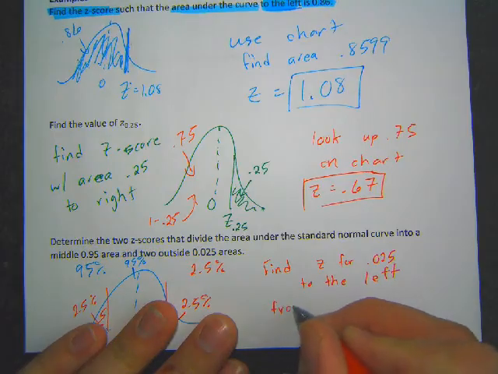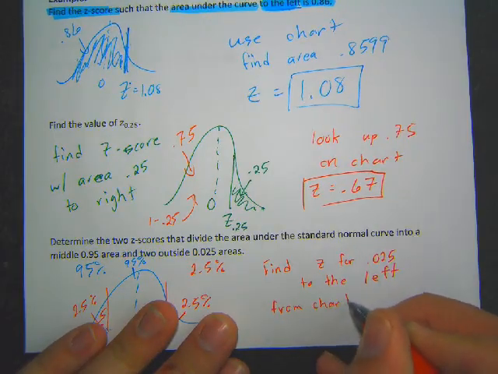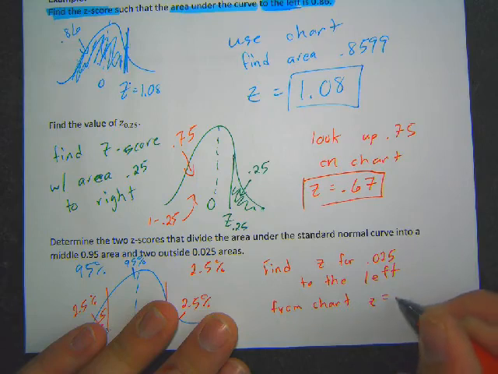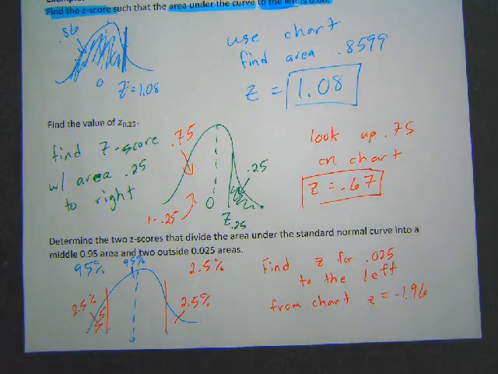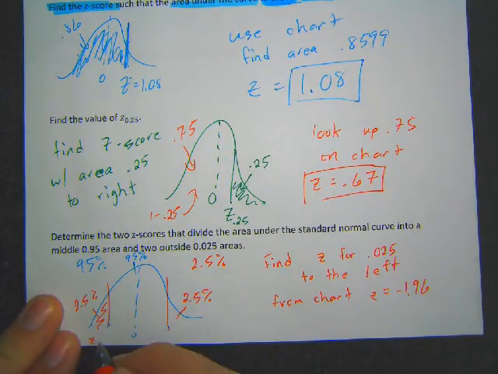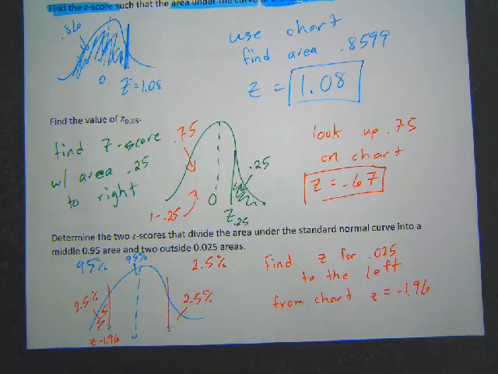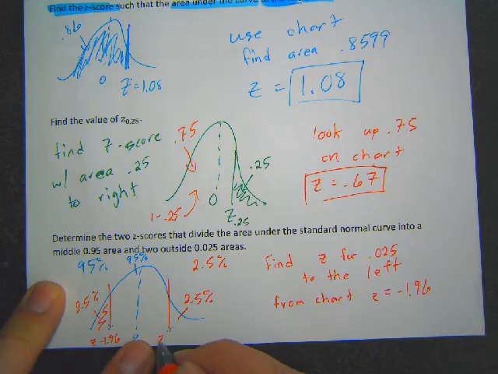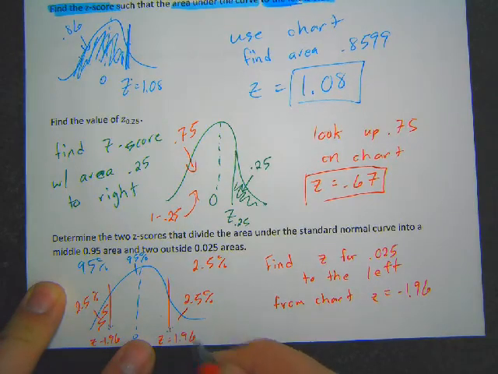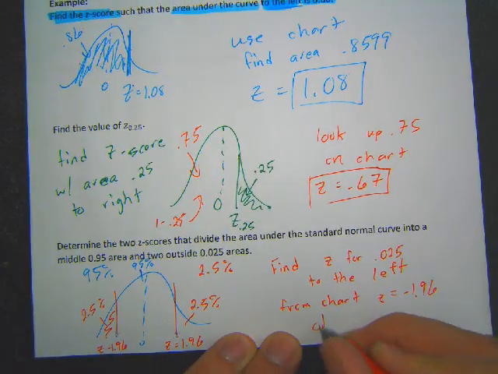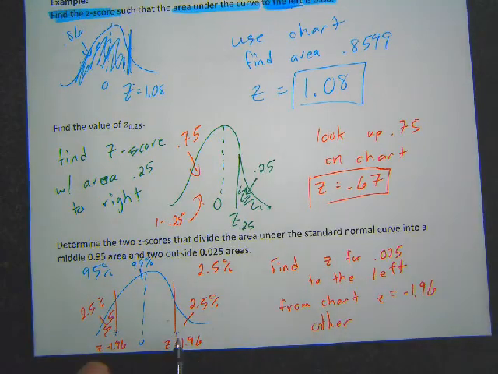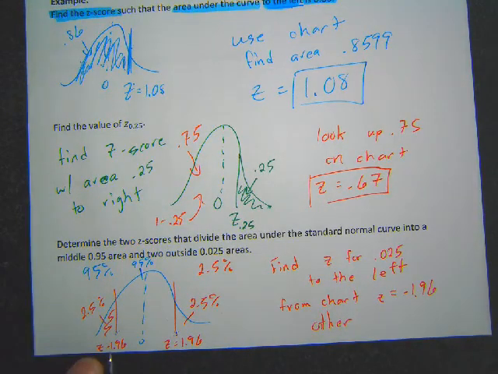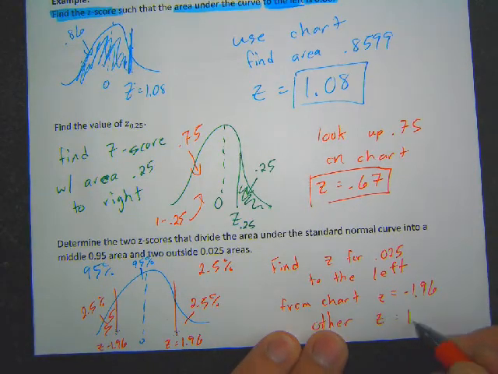From the chart, z equals negative 1.96. Now that's this z, right? So this z is negative 1.96. That means the other z, this one over here, is going to be the corresponding one. It's going to be positive 1.96. Because of the symmetry, right? This is based on that symmetry. No zeros in the middle. So this is negative 1.96, so the other has to be positive 1.96. The other z is 1.96.